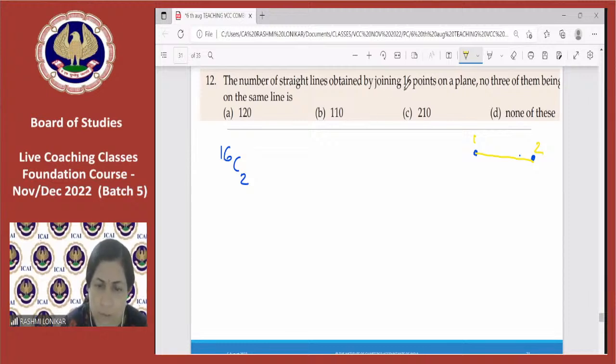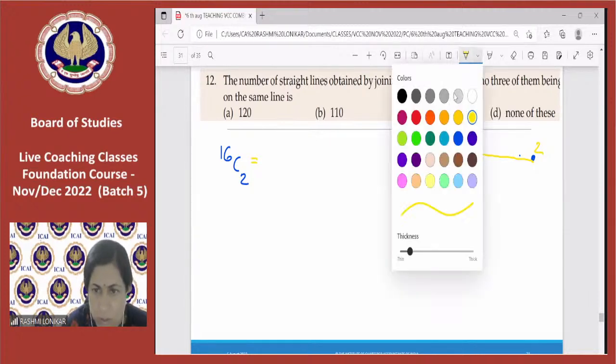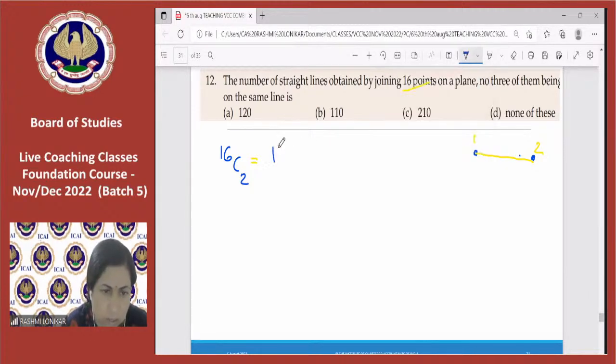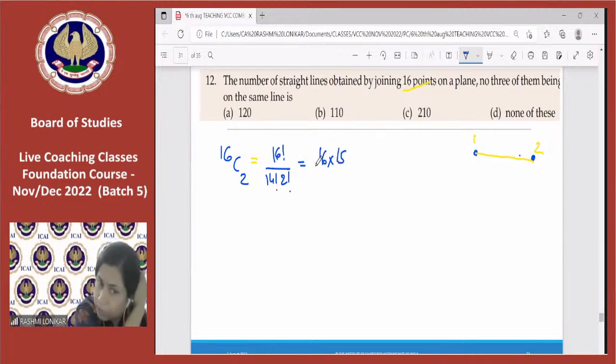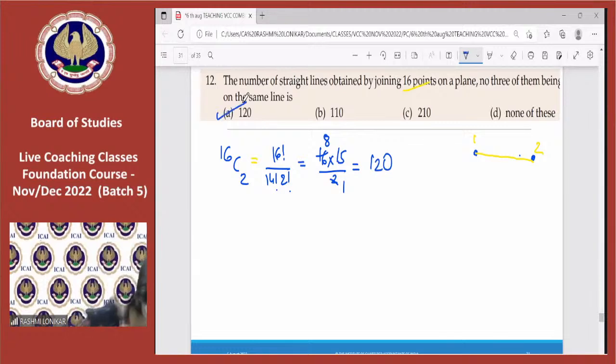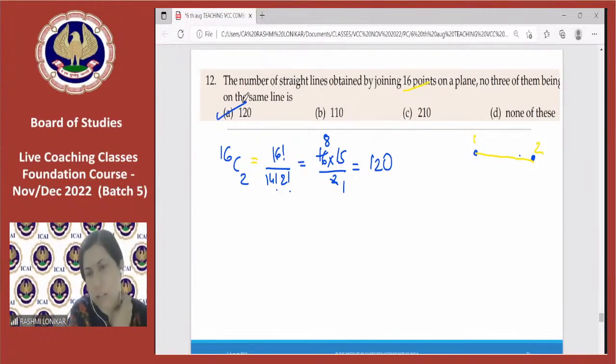Where did the 16 come from? They have already given 16 points on a plane. So this is equal to 16 factorial upon 14 factorial into 2 factorial, which is equal to 16 into 15, because 14 factorial will get cancelled, upon 2. So 2 eights are 16, 15 eights are 120. So A will be the correct answer. Let's just check. Yes, A is the correct answer.